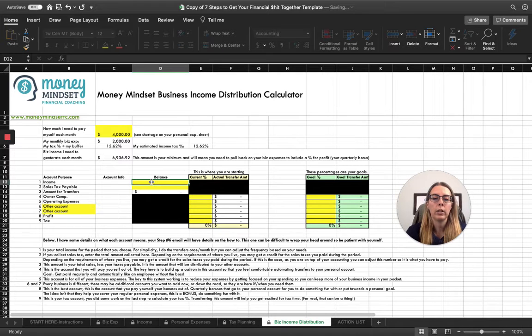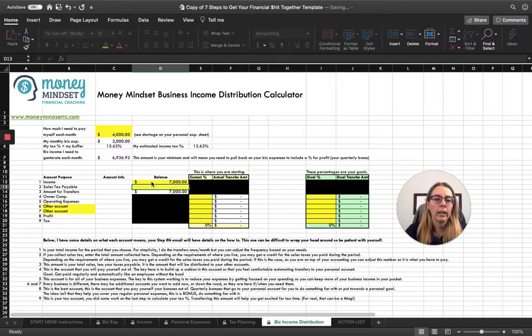So the next step is we're going to move over here to the income. So this is where it's going to distribute based on the percentages that we're going to tell it. Well, it's going to tell you how to distribute it to separate accounts. So the key here, so let's throw in $7,000 just for round number sake.